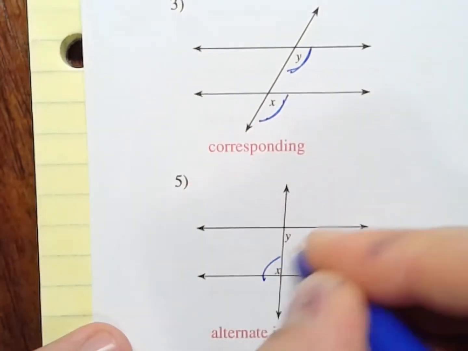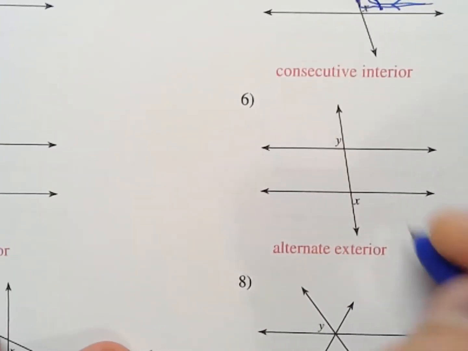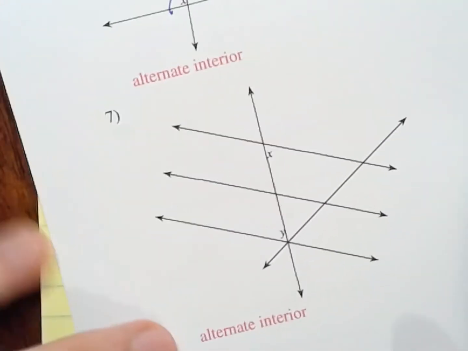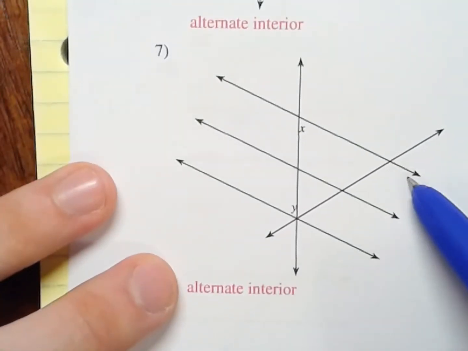Alternate interior because they're alternate and they're on the inside. Alternate exterior here because they're alternate on the outside. Here's a little bit more complicated diagram with 3 parallel lines.